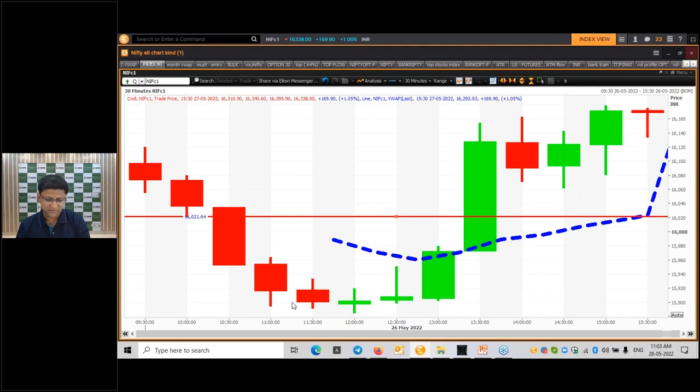The mistake we made was that on this bounce we added some more puts around 15950, and we were stopped out in this candle and we lost. The move was so fast that we could not book profits here. This breakdown happened, we were getting 100-point profits on the day of expiry, but we were greedy and could not book profits here.